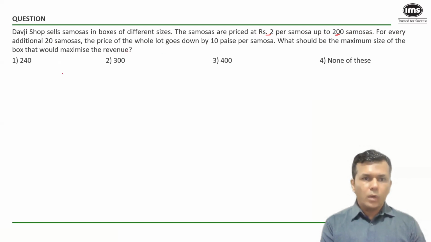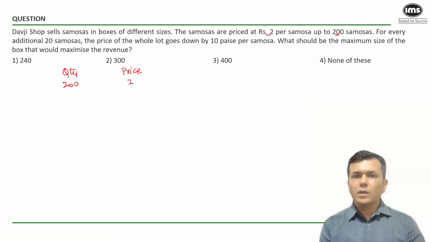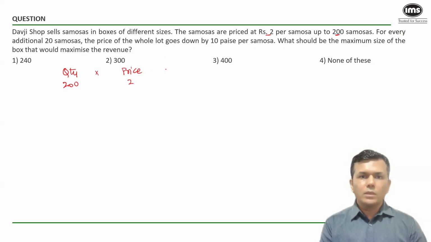So we begin with this quantity given, which is 200. And this is the price, which is 2 rupees per samosa. This is price per unit. Okay. And the product of these two is going to be the revenue.